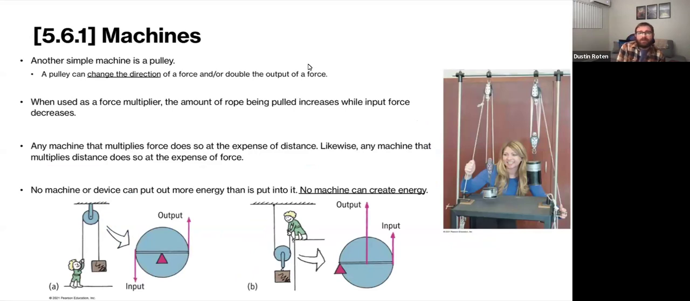All right. Another simple machine we can talk about is a pulley. Mainly, depending on how you use a pulley, will change what's going on. But if you use a pulley in this most basic sense, it's just going to change the direction of a force being applied.